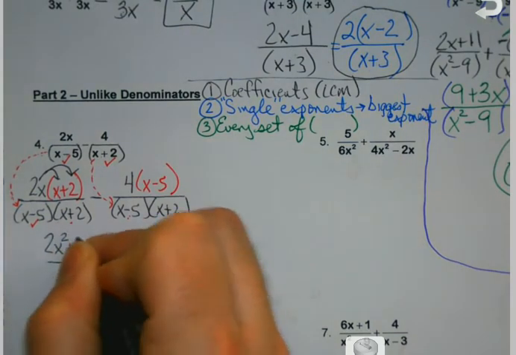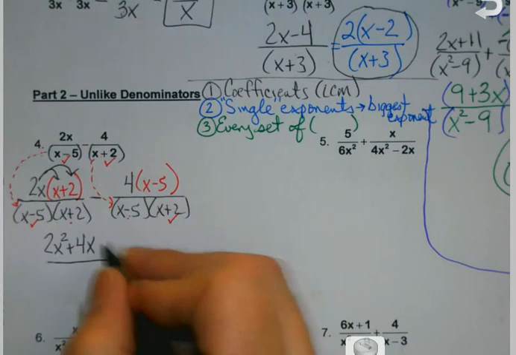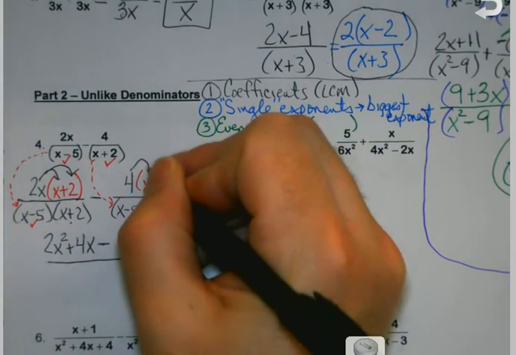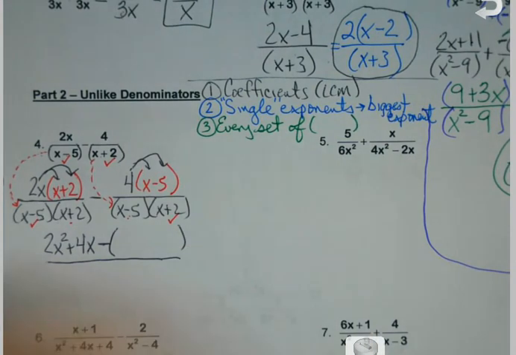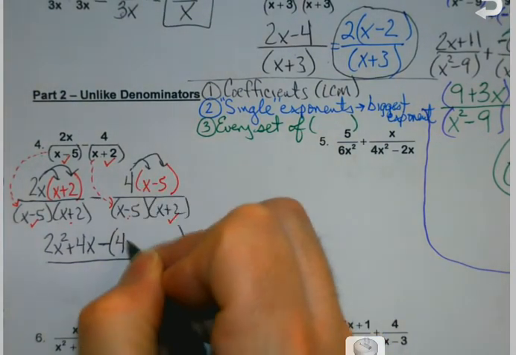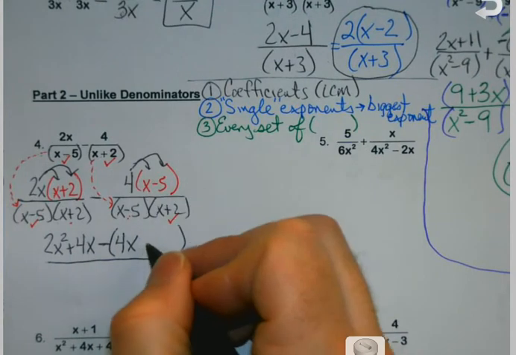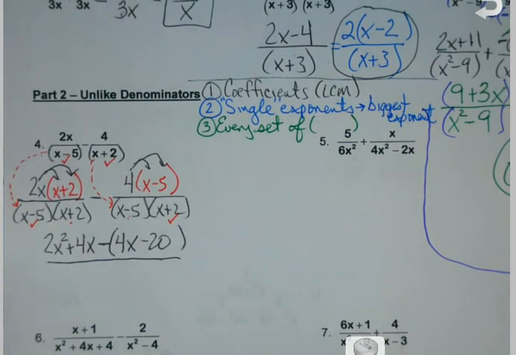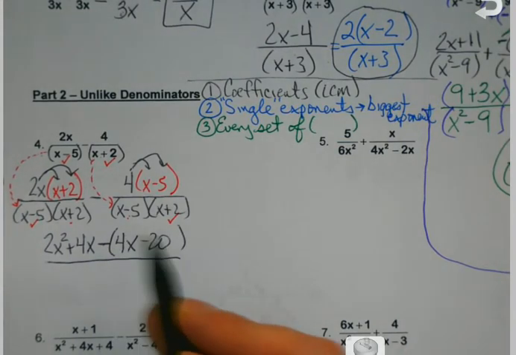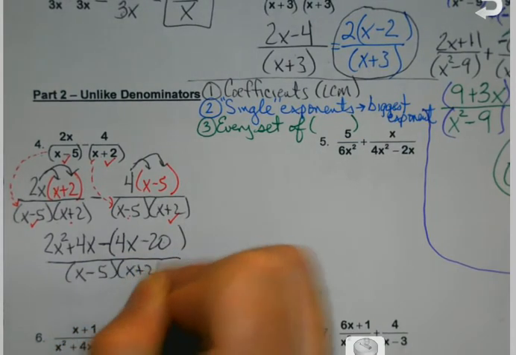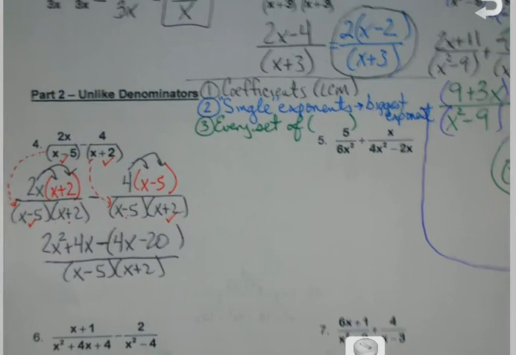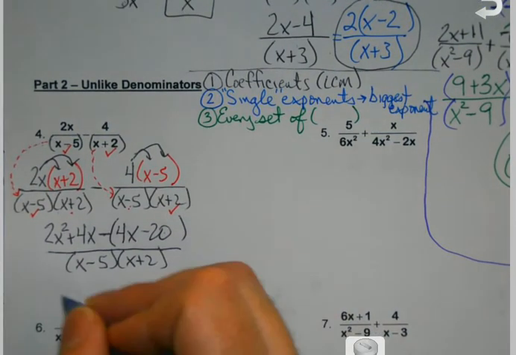2x squared plus 4x. Put my minus in here. Okay, and I'm going to put a set of parentheses. I'll explain why I'm doing it on this one in a sec. 4 times x is 4x. 4 times negative 5 is negative 20, because I'm subtracting that entire second part of my fraction. So this negative's got to go to both of these. Okay, my denominator is not changing anymore. And I got one last step. So those of you that are running out of room, don't worry. This is our last part.